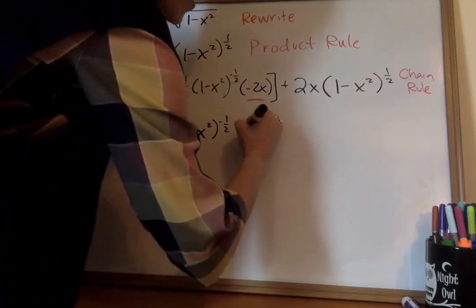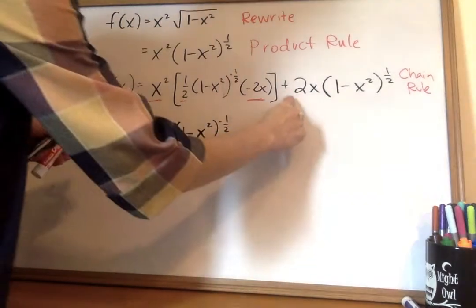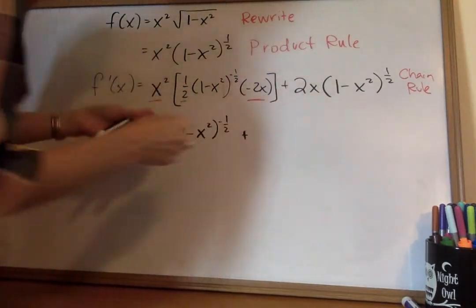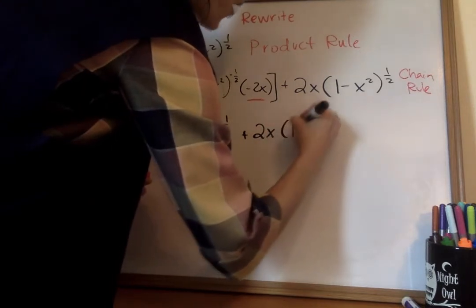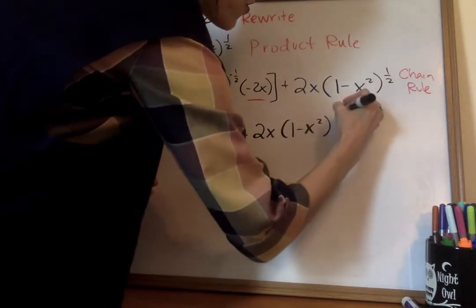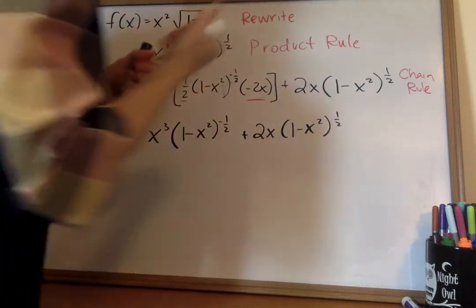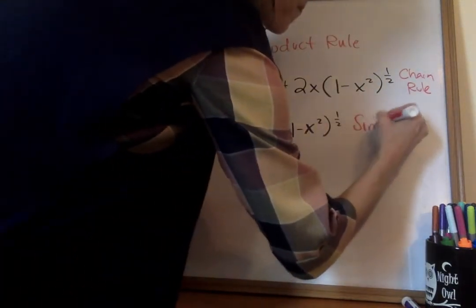And then plus, over here on this part, there's really nothing for me to simplify. I'm just going to bring it right down. 2x times (1 minus x squared) to the 1/2. So I'm going to call this step simplify.